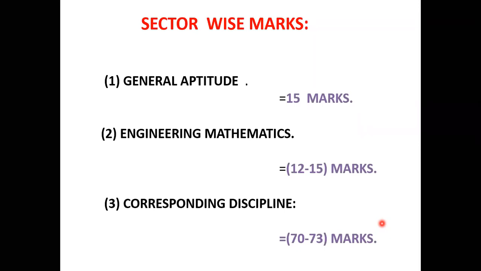So I already told you that you can classify our total subjects into three sectors, that is aptitude, mathematics and core subjects. And these are the corresponding marks weightage. Okay. So when you look at general aptitude, when you are strong in general aptitude, easily you will get 15 marks. But even if you are weak in English, you can still get more than 10 marks.